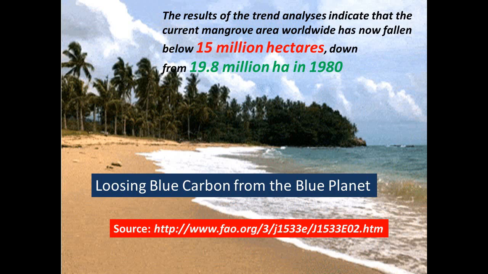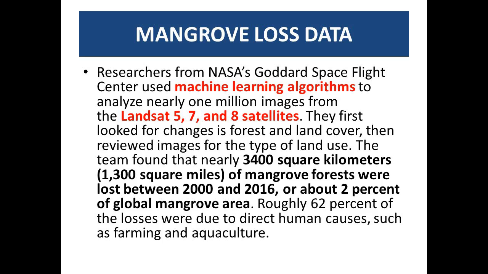Now the question arises: why is there a loss of the blue carbon? In 1980 it was 19.8 million hectares, and now it has come down to 15 million hectares. Well, there are many drivers, and as per NASA's Goddard Space Flight Center, through machine learning algorithms analyzing 1 million images from the Landsat 5, 7 and 8 satellites, they have found that 2% of the global mangrove area has been lost during 2000 and 2016.